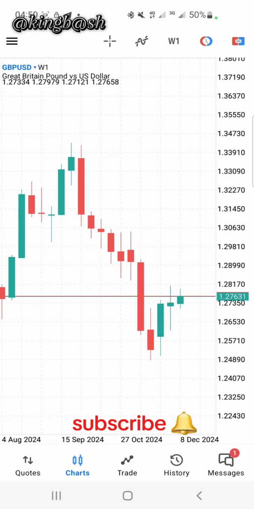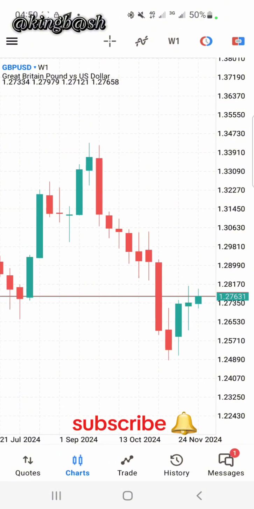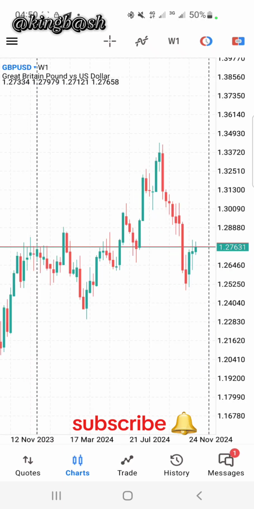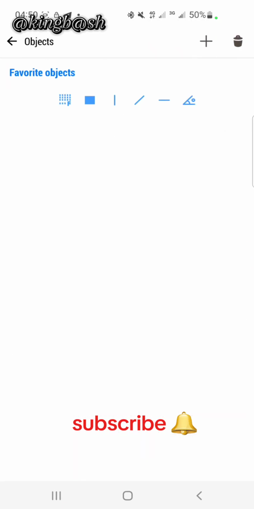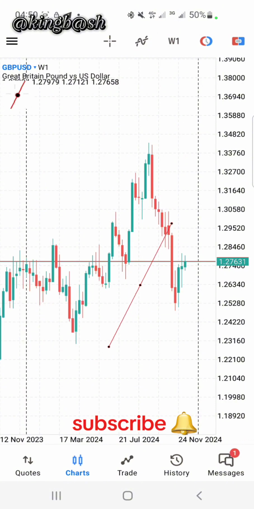So listen attentively as we begin. Okay, this is GBP USD. This is the weekly time frame. From the weekly time frame, we can see the price has been going up, bullish, making higher highs, higher lows. That is how the market moves: higher highs, higher lows, higher highs, higher lows, higher highs. So this is what we call an uptrend in the market.